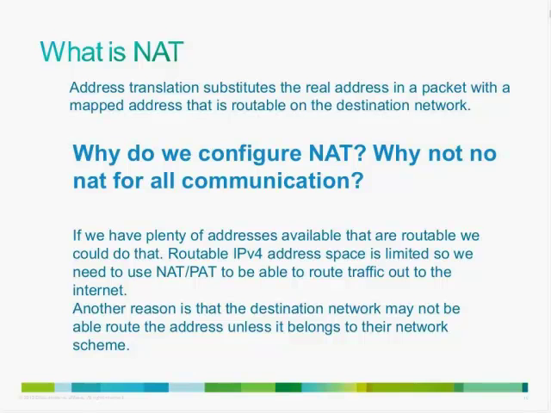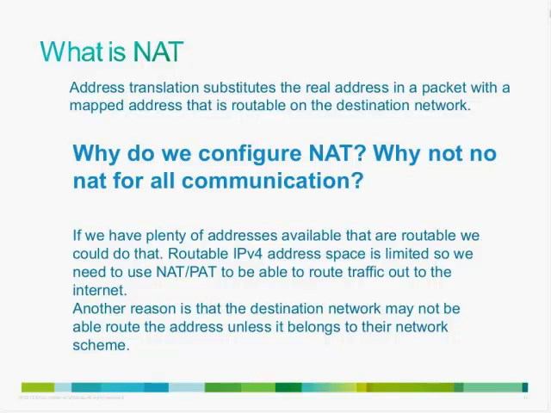Let's begin. What is NAT? Address translation substitutes the real address in a packet with a mapped address that is routable on the destination network. Many times, the private IP address space, the RFC 1918 address space that we use inside our network, is not routable on the public internet. So we need to make ourselves look like a routable IP address when we browse the internet.